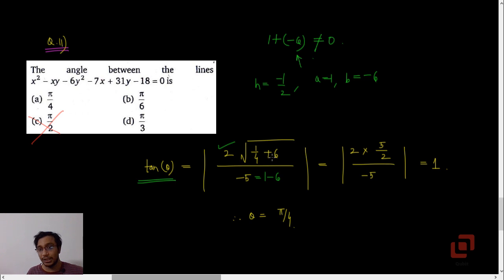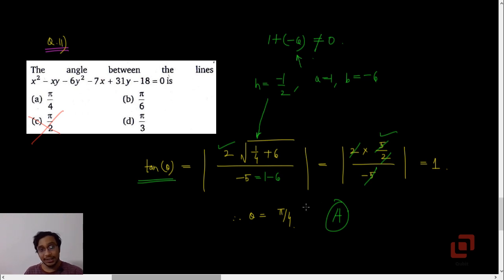Numerator is 2 root h squared minus ab. Now h squared is 1 by 4. ab is minus 6, but we have minus ab, so that will be plus 6. If you simplify the root, it will be root of 1 plus 24 upon 4, or root of 25 upon 4, or 5 by 2. 2 will get cancelled, 5 will get cancelled, so it will be mod of minus 1 or 1, and if tan theta is 1, theta must be 45 degrees or pi by 4, so option A. A very simple problem based on the angle between two lines.